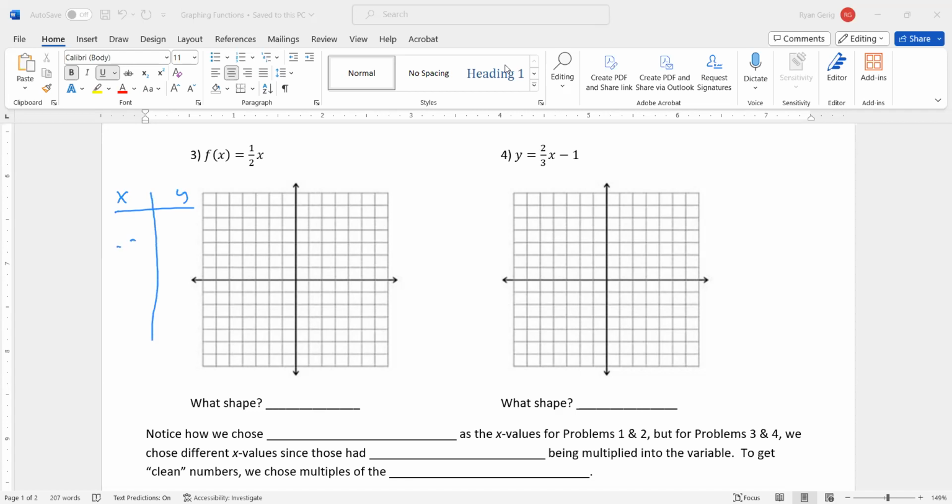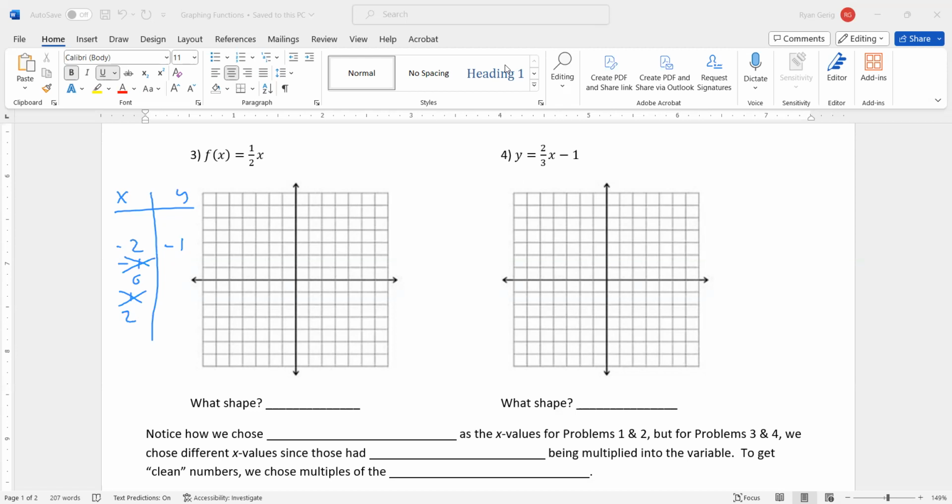-2, -1, 0, 1, and 2. So if I put -2 in, half of -2 is -1. -1, half of -1, it's not a good number. It's -1/2. Because it's not a great number, I don't really want to choose -1. I'm going to skip that one. I'm also going to skip 1 because half of 1 is 1/2. They're not terrible numbers, but if you do that with the number 4, you're going to get some terrible numbers.